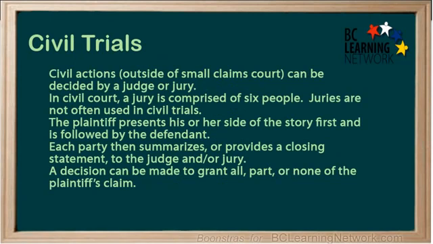Civil actions outside of small claims court can be decided by a judge or jury. In civil court, a jury is comprised of 6 people. Juries are not often used in civil trials. The plaintiff presents his or her side of the story first and is followed by the defendant. Each party then summarizes or provides a closing statement to the judge and/or jury. A decision can be made to grant all, part, or none of the plaintiff's claim.